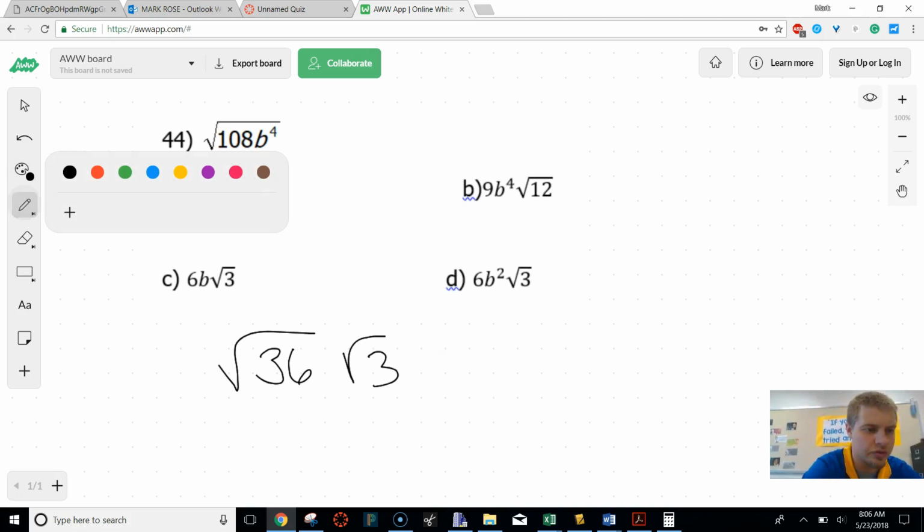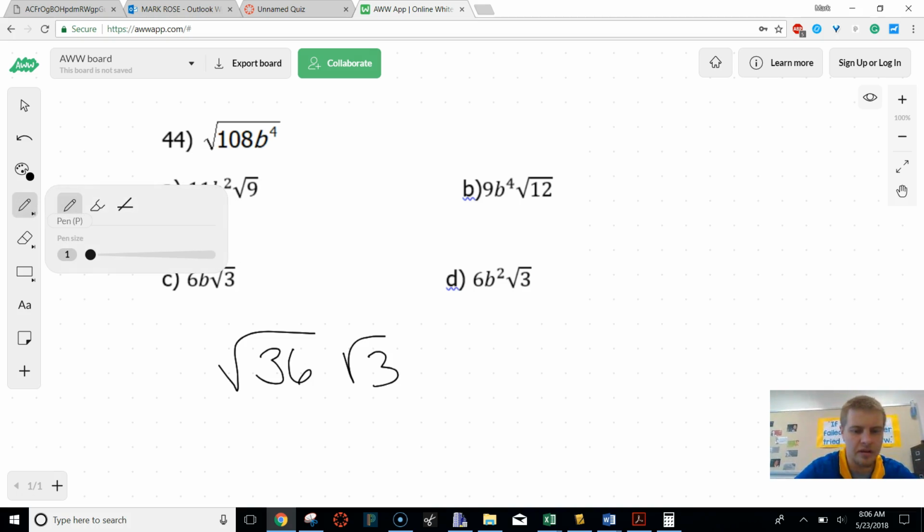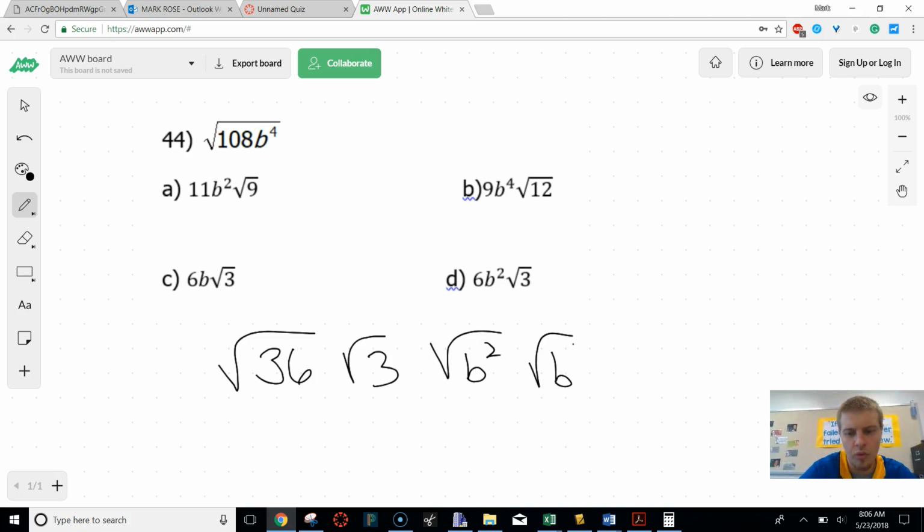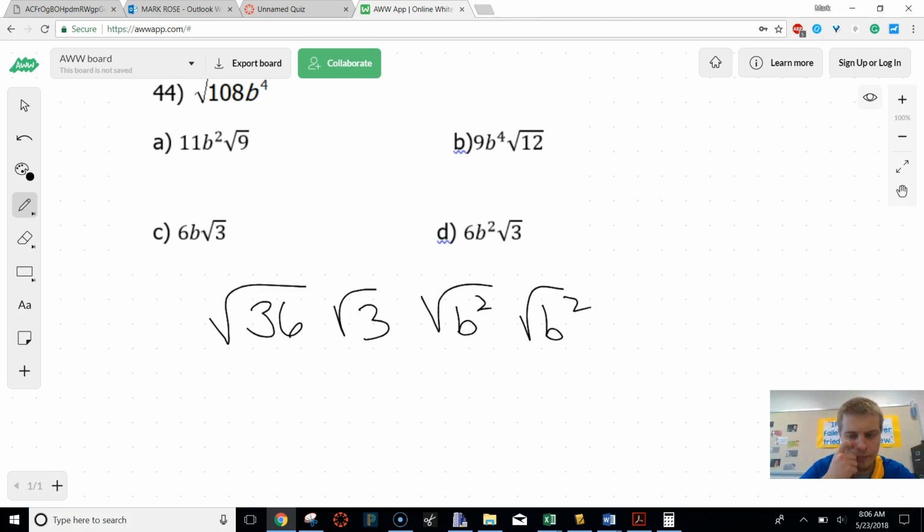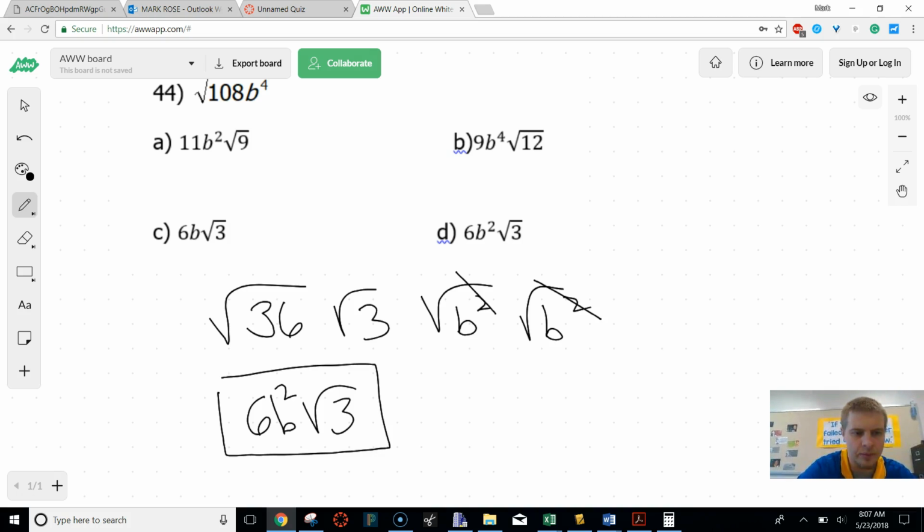And then after you've chosen 36 and 3, you can break up b to the 4th, and b to the 4th we want to break up into squareds because that makes it a little bit better. The square root of 36 is 6. The square root of 3, we don't know what that is, so we're going to keep that the same. A squared and a square root will cancel. Squared and a square root will cancel. And then b times b will give me b squared. And that would be my final answer, which would be D right there. Let's try the next one.